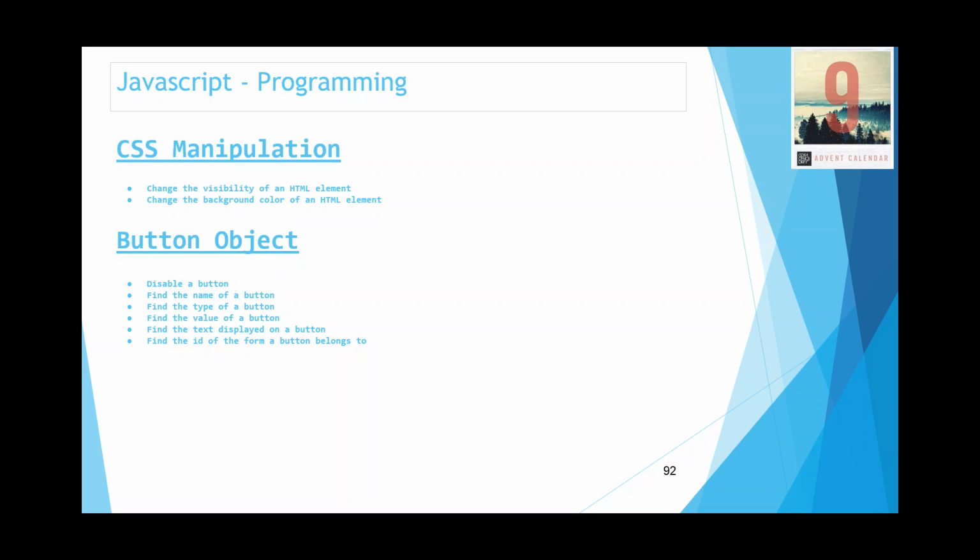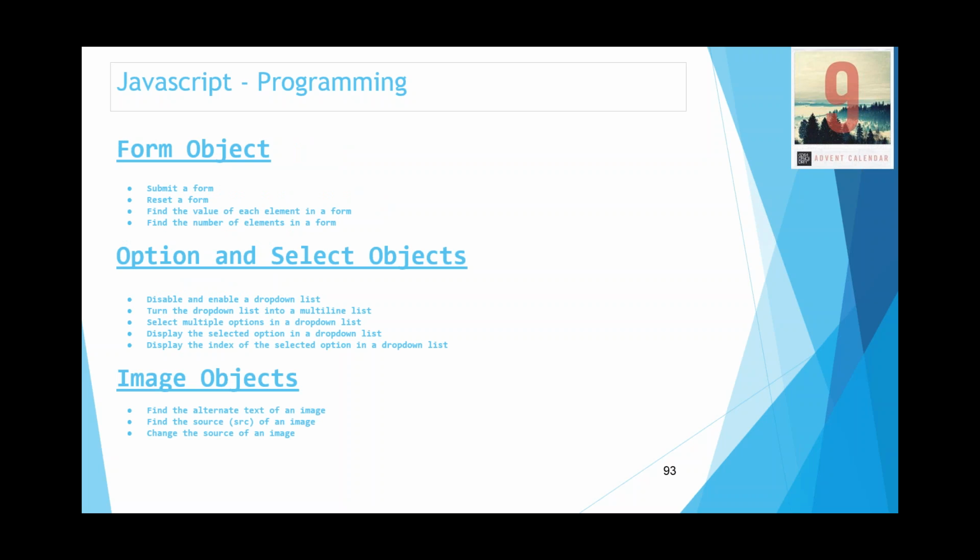Then find the value of the button. The value of the button means the button name. Find the text displayed on the button. Find the ID of the form a button belongs to. Each form will have its own button, so what is the form name of that button? These things you can get by using JavaScript. So all these different types of objects are there, and you can handle all of them by using your JavaScript document object.